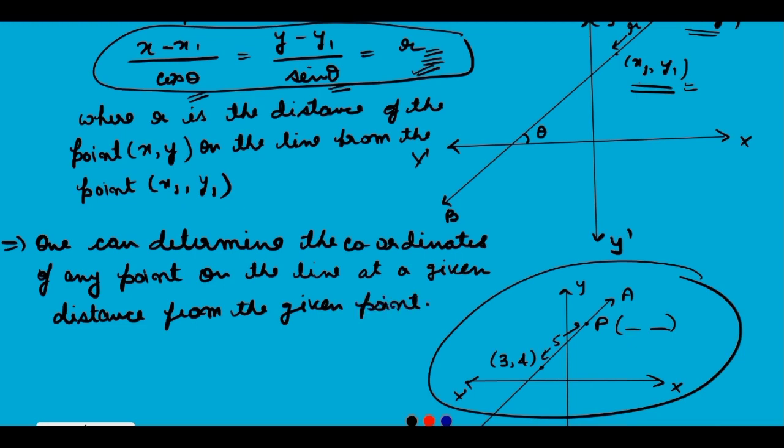One can determine the coordinates of any point on the line at a given distance from the given point. Again, I am repeating. If a point is known on a line and we want to know the coordinate of another point, and the distance of point P and this known point is given, then with the help of the symmetrical form of equation, we can determine the coordinate of this point. Exercise 11.6 is based on these three forms of equation of a straight line. Let's start.